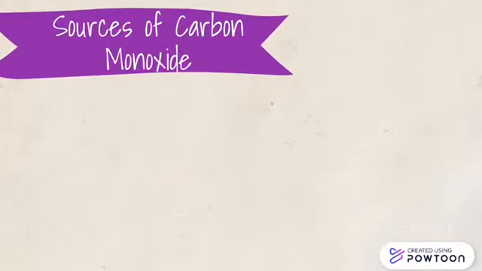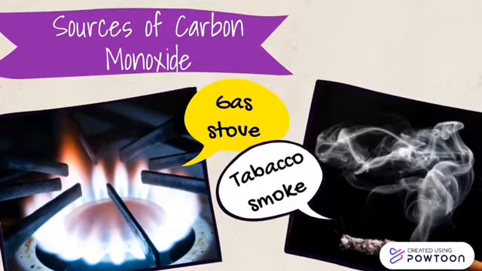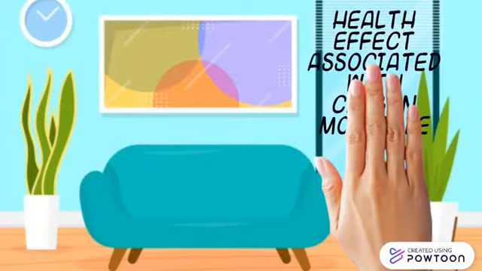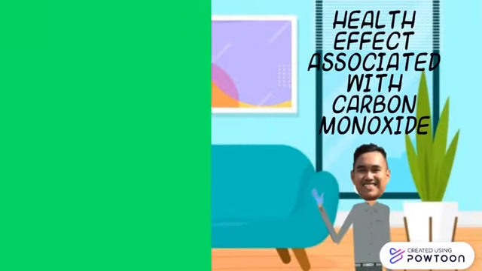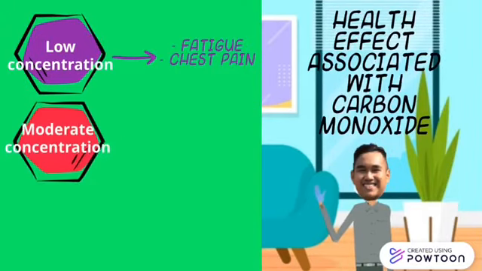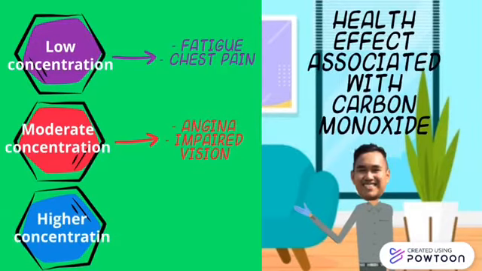Sources of carbon monoxide are, first, gas stoves, second, tobacco smoke, and others. Health effects associated with carbon monoxide: for low concentration, fatigue and chest pain; for moderate concentration, angina and impaired vision; for higher concentration, headaches and dizziness.